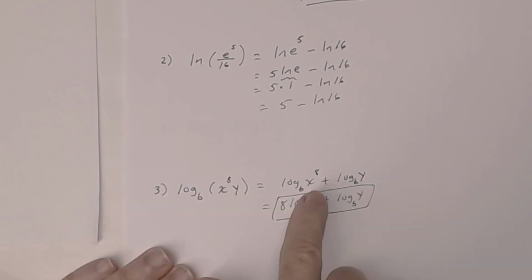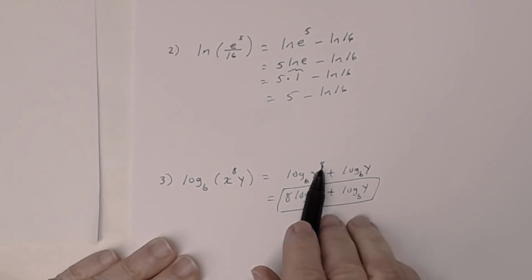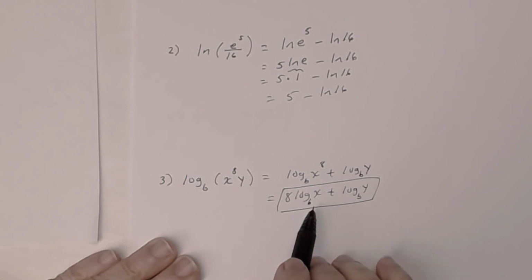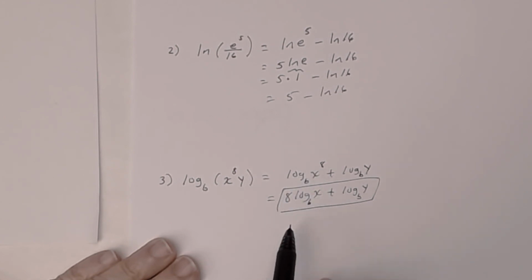Just remember, you have to use the power rule to expand as much as possible. So you don't want that exponent there. You want to rewrite that exponent as a product.